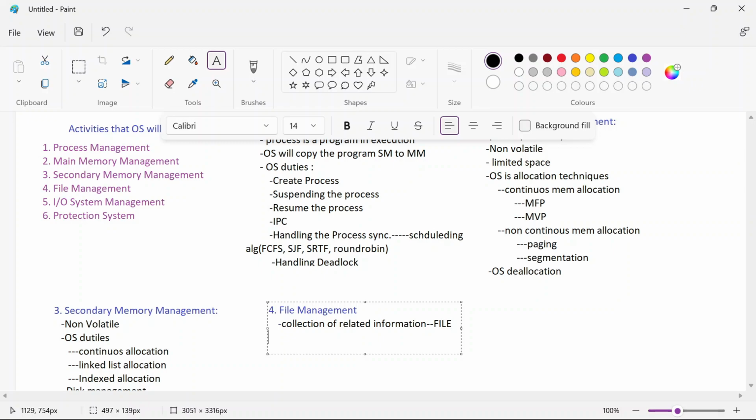Now as part of file management, what are all the duties of the operating system? The OS duties as part of file management: it has to take care of how to create a file, creating a file. It has to take care of how to open that file. And once it is open, if you want to perform any read, write, or append operations, then the operating system has to take care of those things.